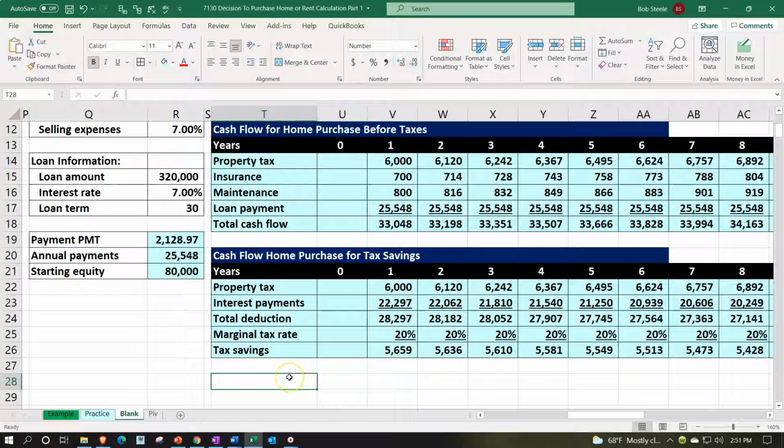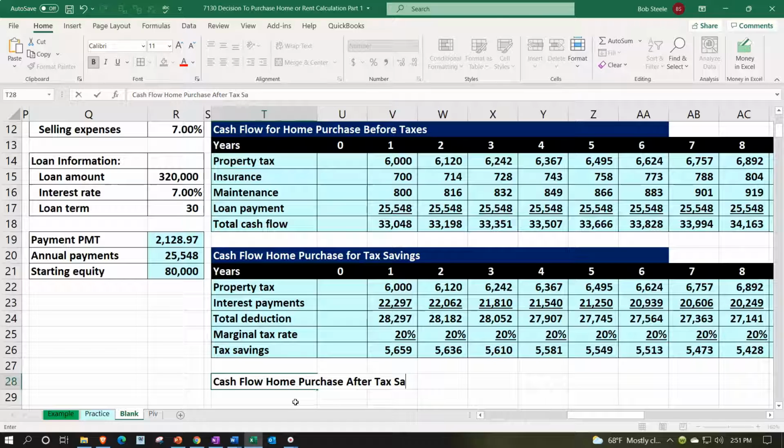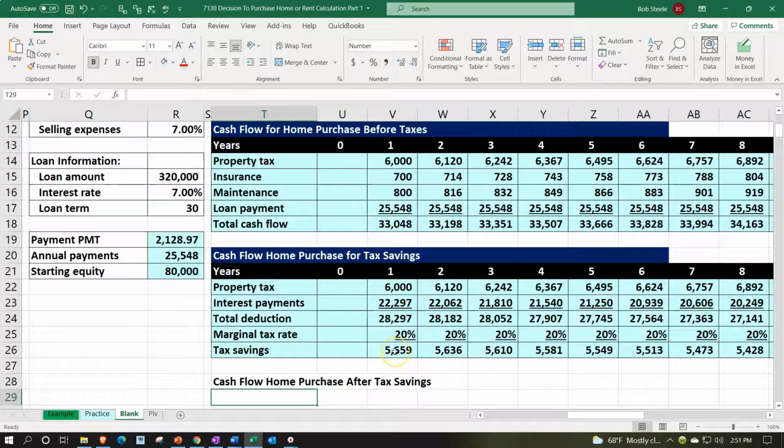Okay, so now we're going to do the cash flow after taxes. So we can now say, okay, well, what would the cash flow for the home purchase after tax savings be? Just this minus this, right? That's the outflow, and then we got these savings.